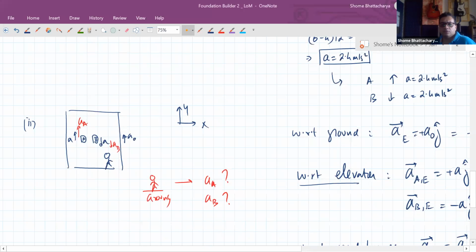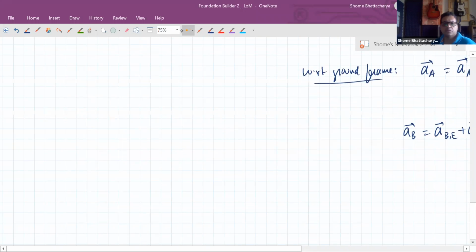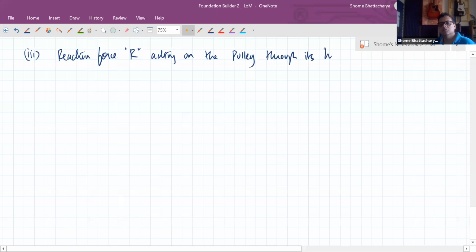Okay, now let's come back to the third part of the question. We wanted to calculate the reaction force at the hinge, the pulley. So reaction force, let's say R, acting on the pulley, okay, through its hinge. So for this, all we need to do is we need to make... So you want to finish writing down that part? Okay.